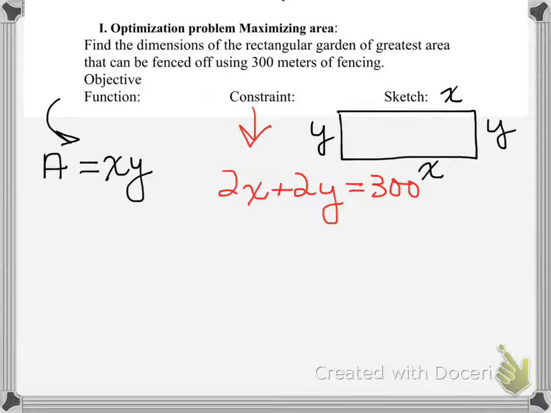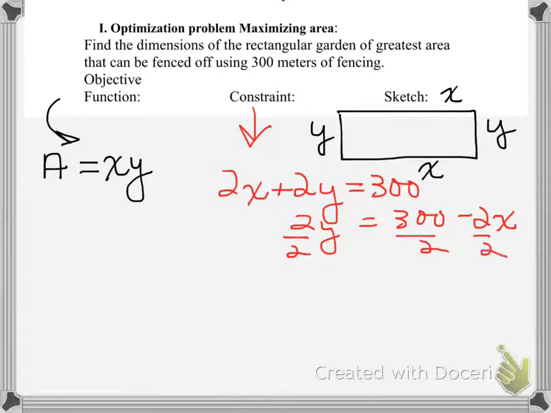So let's bring the 2x over. So 2y equals 300 minus 2x, but I don't want 2y, I just want y. So I'm going to divide every single term by 2, and I get y equals 150 minus x.